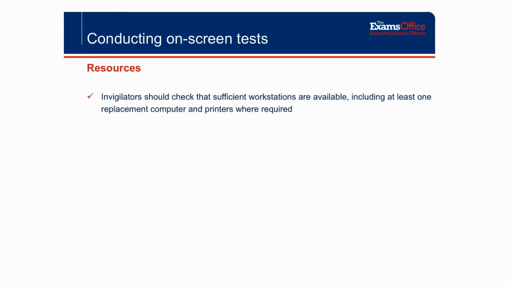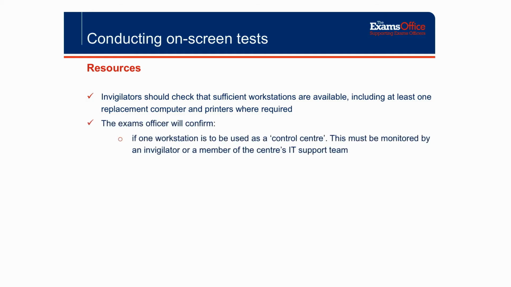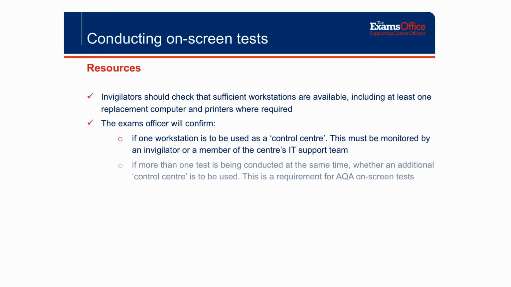The invigilator should check that sufficient workstations are available, including at least one replacement computer and printers where required. Your exams officer will confirm if one workstation is to be used as a control centre. This must be monitored by an invigilator or a member of the centre's IT support team. Your exams officer will also confirm, if more than one test is being conducted at the same time, whether an additional control centre is to be used. This is a requirement for AQA on-screen tests.